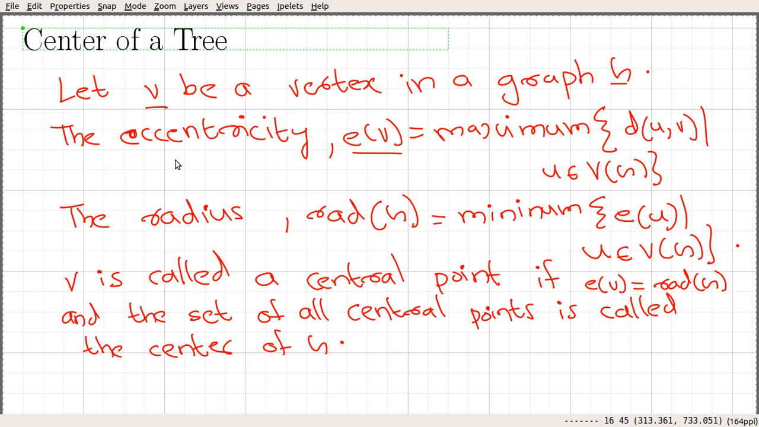is defined as follows. The eccentricity of a vertex V is the maximum among all the distances between that vertex V and all other vertices in the graph. Okay, so it is going to be the maximum of all the distances of this vertex V and all other vertices in the graph. Okay, so let's look into one example.